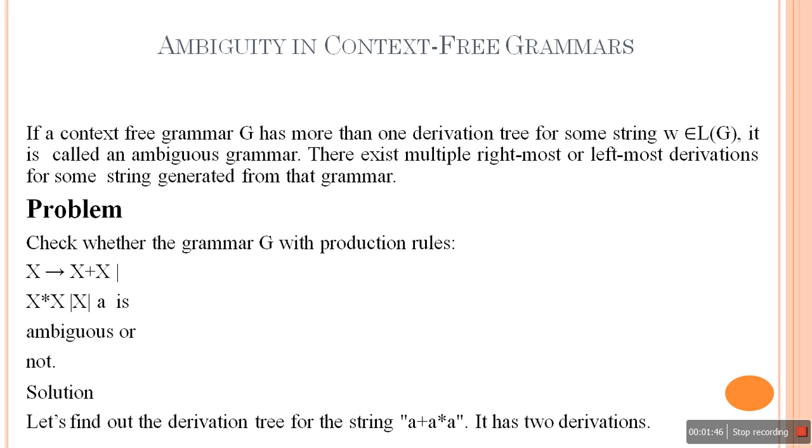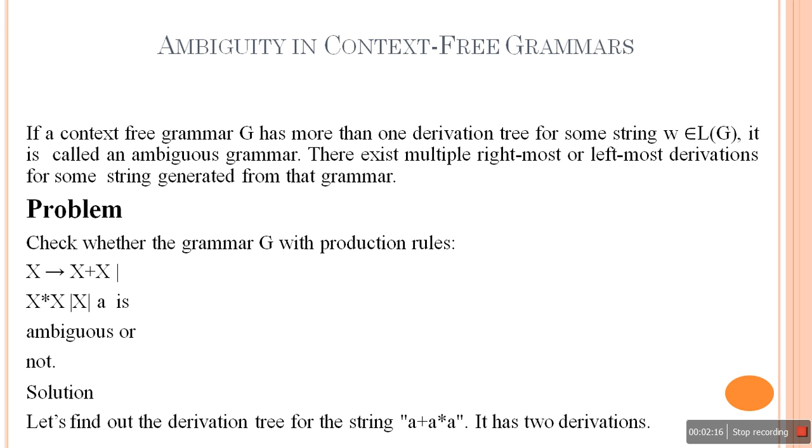Here we'll take an example. Check whether the grammar G with the given production rules is ambiguous or not. Means we have to check whether the given grammar G is ambiguous or not. The production rules are given: X → X + X | X * X | X | a. So let's find out the derivation tree for the string a + a * a.